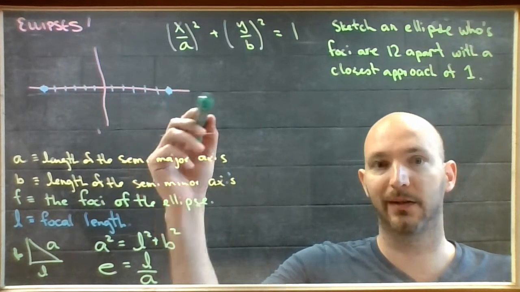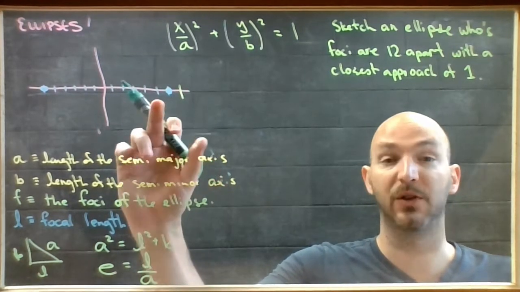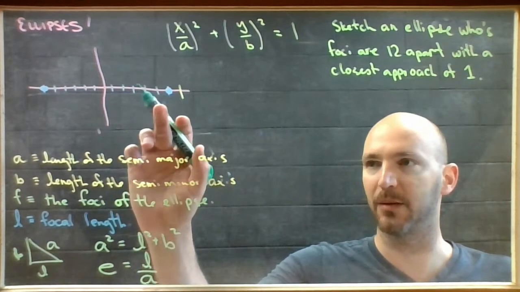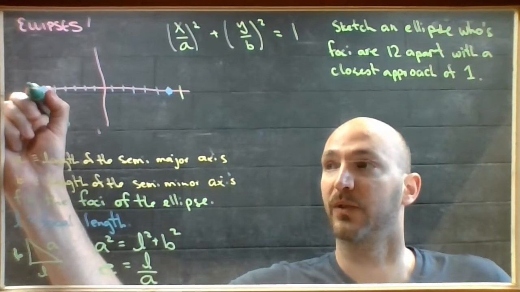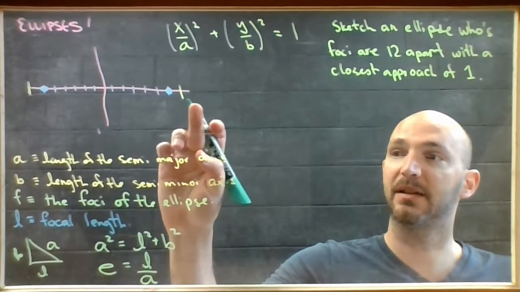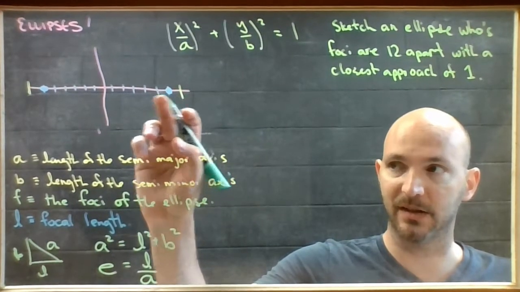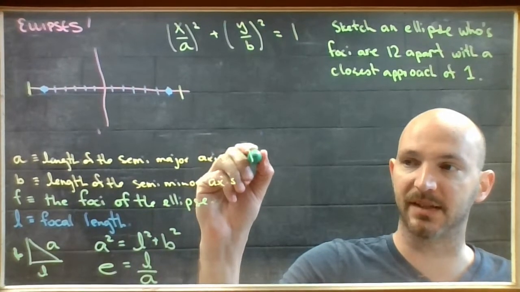So there's two options, right? There's one on this side, there's one on that side. But you have to remember that the foci must be inside the ellipse. So that's the only available option. So there must be another one over on this side. That means that this thing, if it's 1 away from the focus, and the focus is 6 from the center, then my semi-major axis for this ellipse is 7.